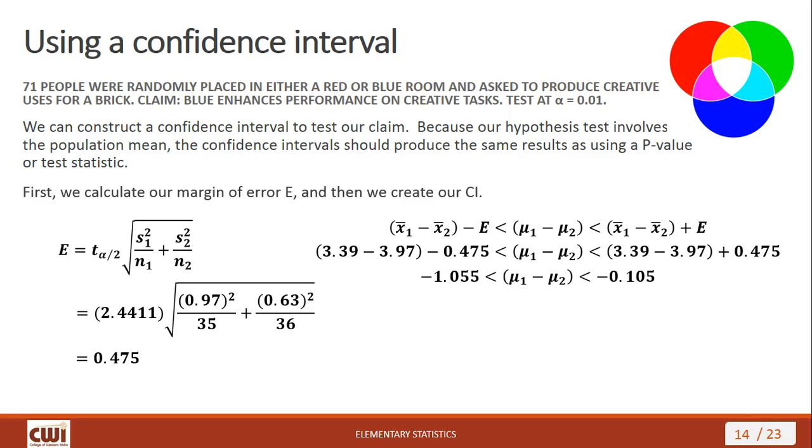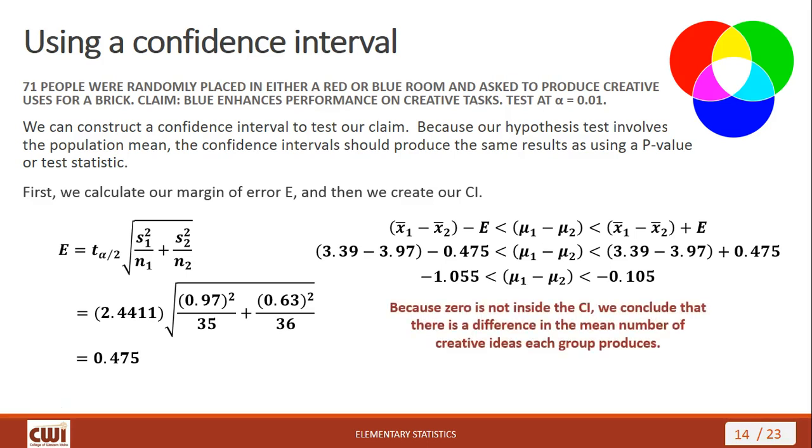So now the key question is, is 0 inside the confidence interval? Here 0 is not inside the confidence interval. And therefore, we're going to conclude that there is a difference in the mean number of creative ideas each group produces.